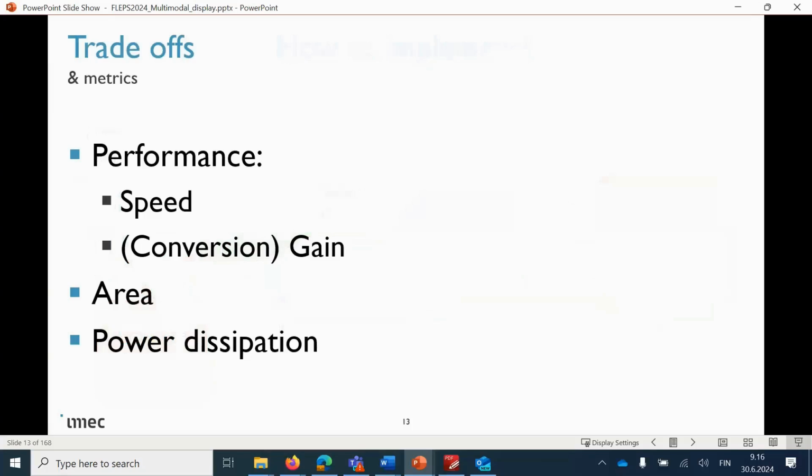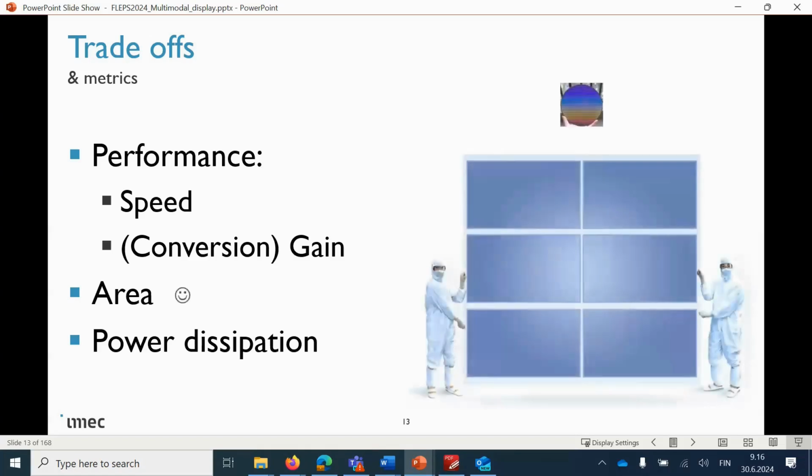So the metrics that we will talk about for all of this is the performance, of course, which can be either a speed or a gain, a conversion gain in some cases, the area that they occupy, and of course the power dissipation. Although some people might say that in large area electronics, the area is okay. And some other people also might say that the cost is very low for the area. So it's not really a concern. But still, you will see that in some cases, you really need to scale down to save in space and to meet the application's specs.